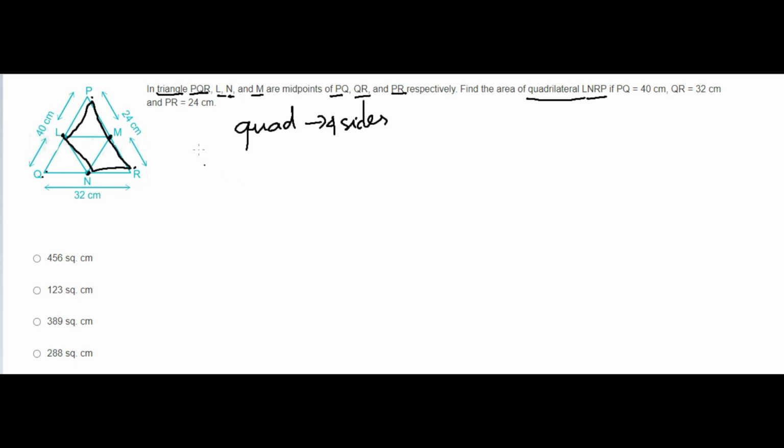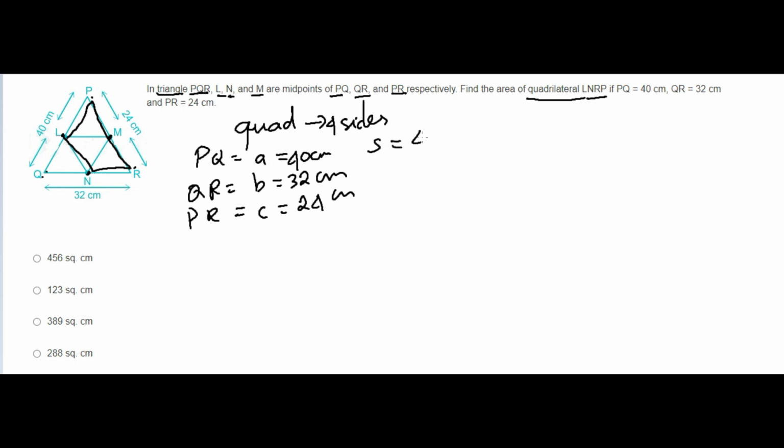You take PQ as A, which is equal to 40 centimeter. You take QR as B, equal to 32 centimeter, and PR as C, equal to 24 centimeter. The area uses the perimeter: 40 plus 32 plus 24, divided by 2 to get the semi-perimeter. That is what you should understand.